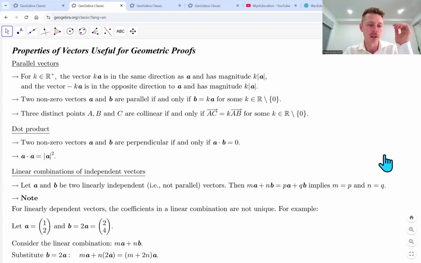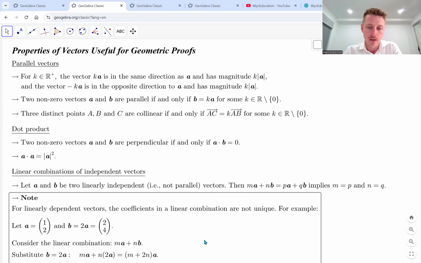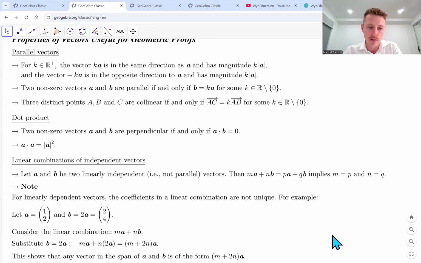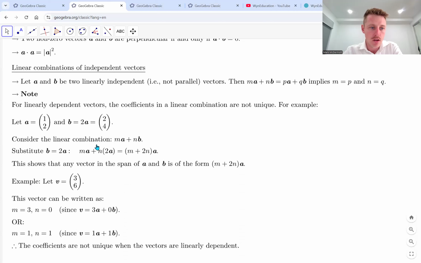I think a way to explain this better would be to look at linearly dependent vectors to show that that's not the case in that example. For linearly dependent vectors, the coefficients in a linear combination are not unique. Let's imagine we've got some vector A that points to the coordinate (1, 2), and then some vector B, which is 2 times A, so it's going to be at the point (2, 4). These are linearly dependent, which means they're parallel, on the same line. Now let's consider a linear combination of A and B: mA plus nB. If we substitute B equals 2A into this equation, we would get mA plus n multiplied by 2A.